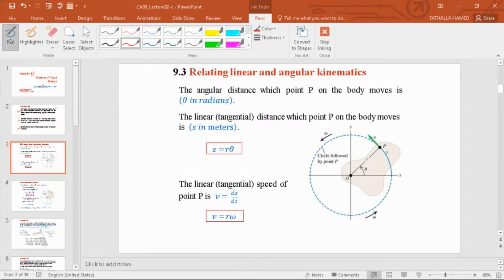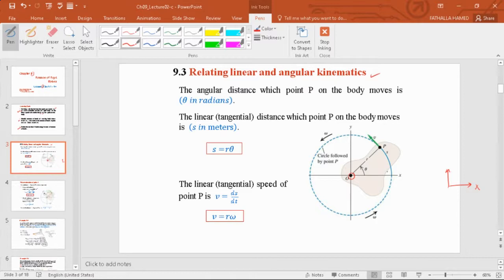So let's start with relating linear and angular kinematics. Now we have here a shape which is not a regular shape, and it is rotating around point O. So actually it is rotating counterclockwise. So we can say the rotation here is about the positive z-axis. Remember what I told you, if you take your x-axis and y-axis on the screen here, the positive z-axis will be pointing out of the screen.